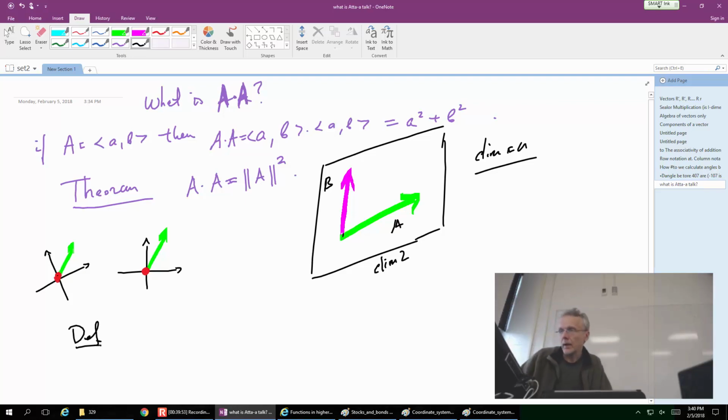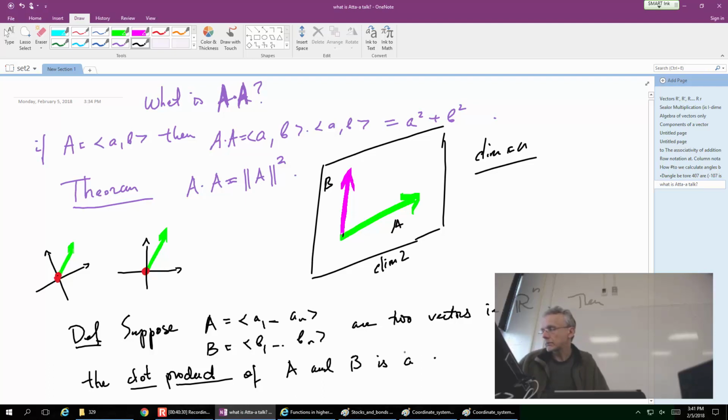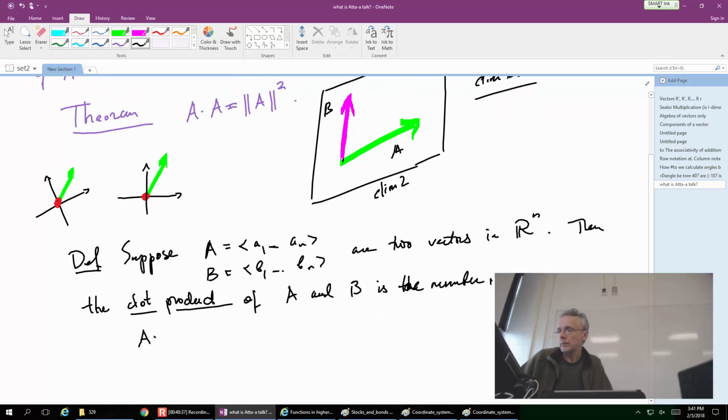Okay, so what I was saying is the definition of the dot product and then the angle. So suppose A equals (A1, ..., AN) and B equals (B1, ..., BN) are two vectors in Rn, then the dot product of A and B is the number A dot B, which is A1 B1 plus A2 B2 plus ... plus AN BN.